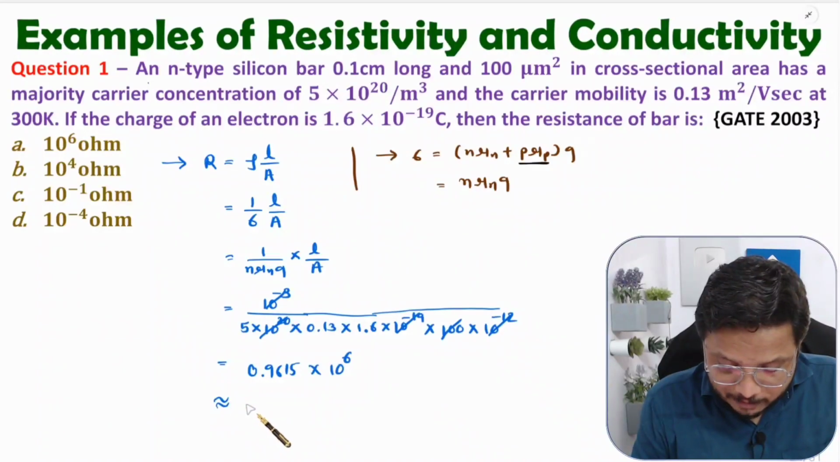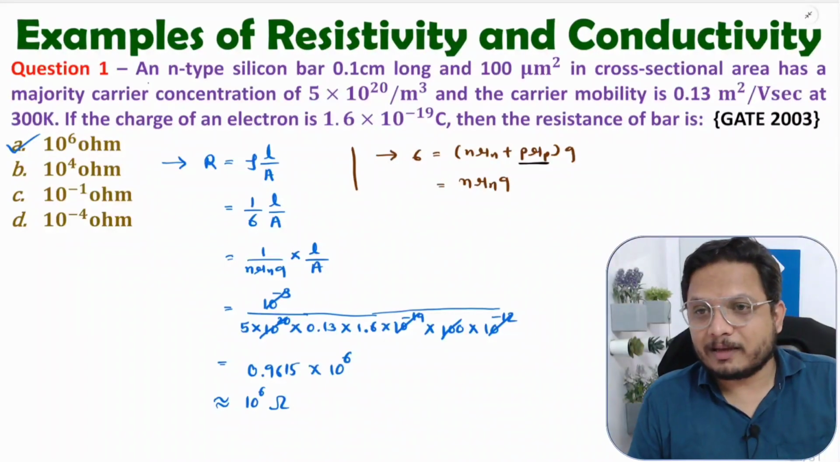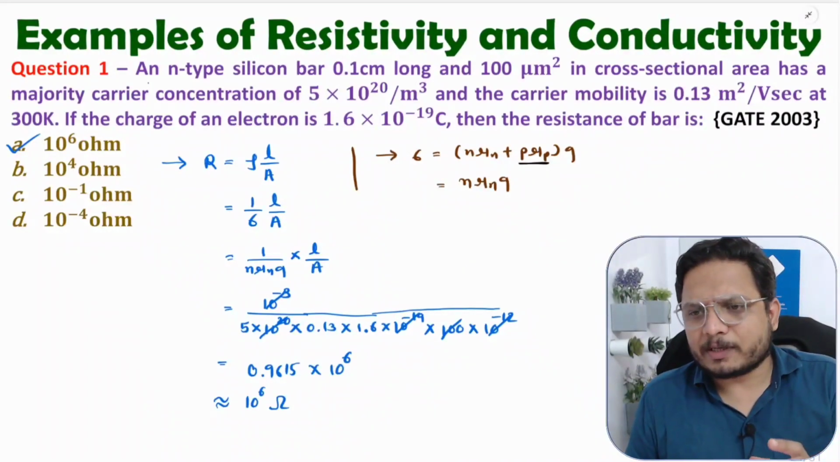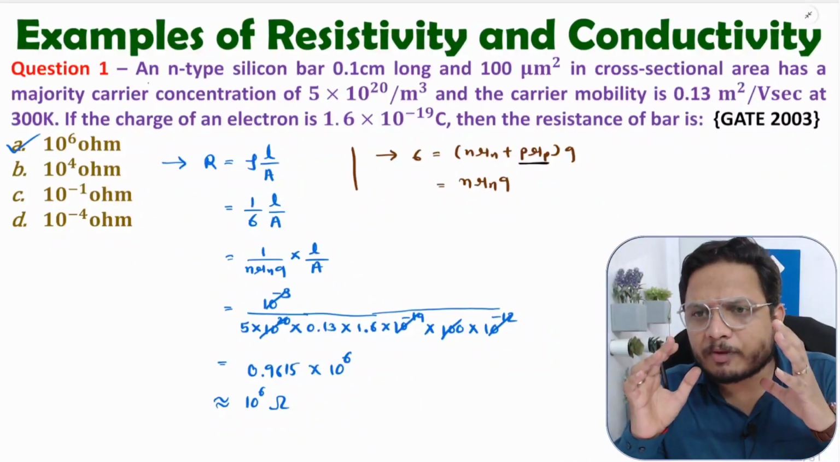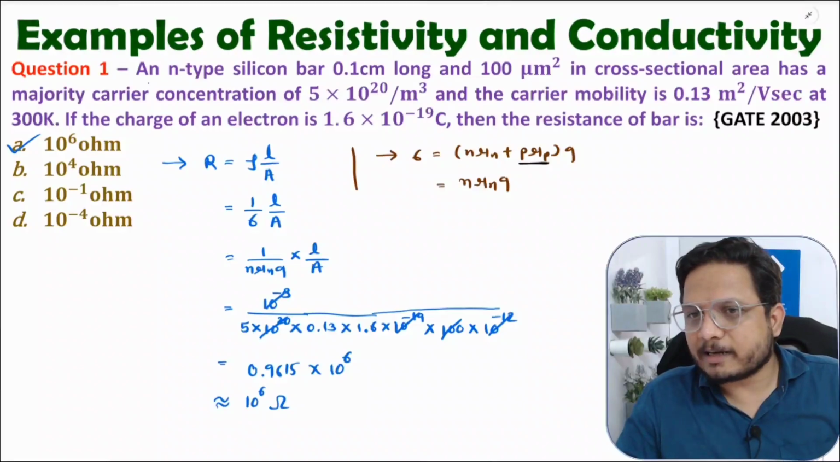So I can say the nearest one is 10 to the power 6 ohm, right? So your correct option will be this. That is how you will have to solve the question. Every time you just need to focus on how the units are given, and then solve the question, right? Let us have a second interesting question now.